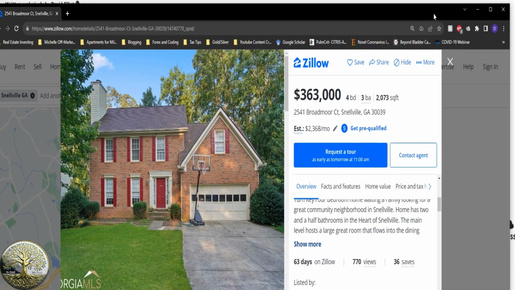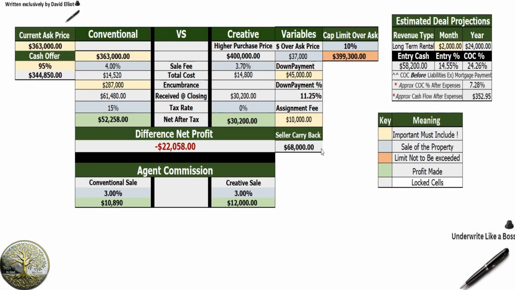It's not the best, and the reason why it's not the best is mostly to do with that seller carryback and mostly to do with money being received at closing. Seller is going to get $60,000 at closing. That's best case scenario. Now, are they really going to get $60,000 at closing?